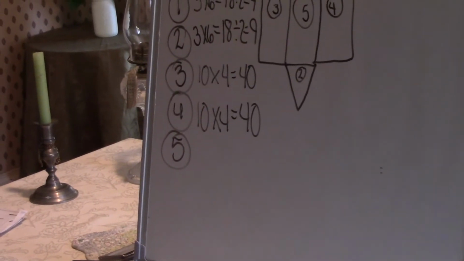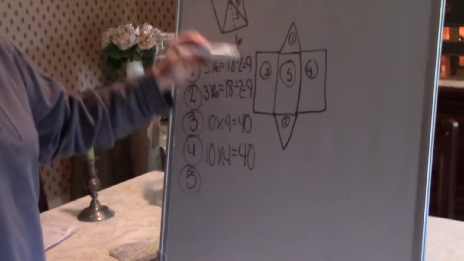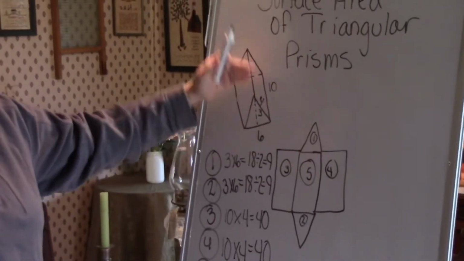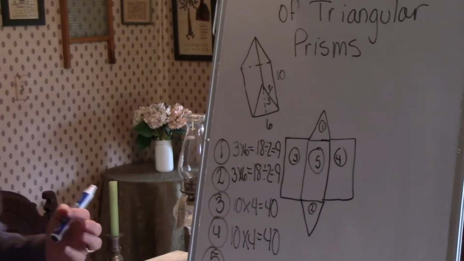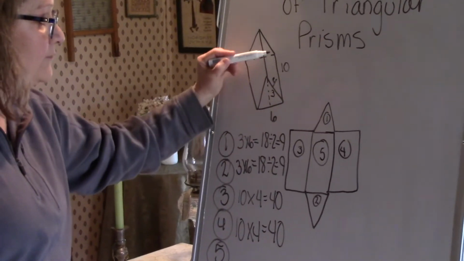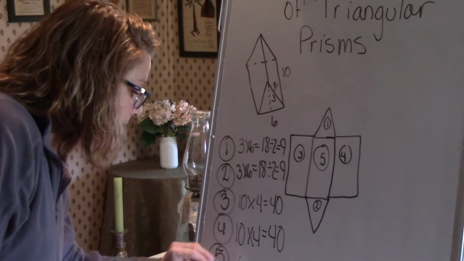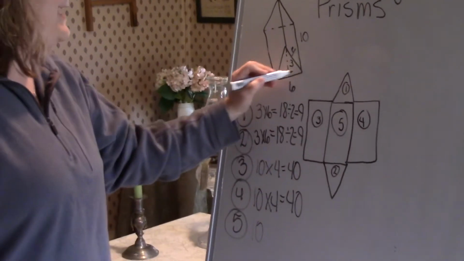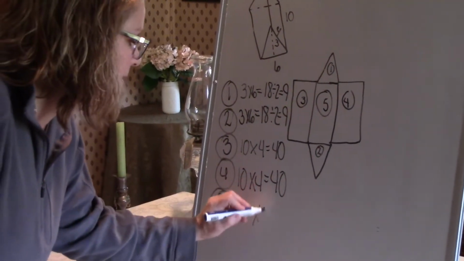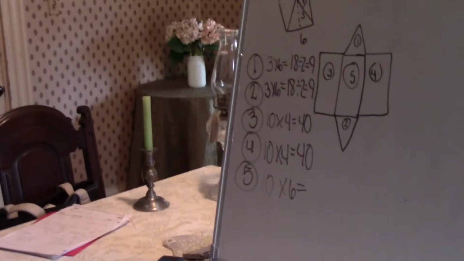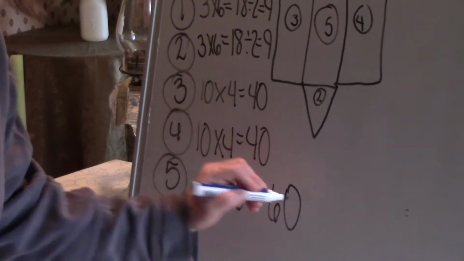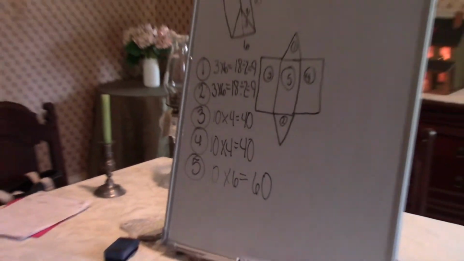So now, the last one we have to do is figure out what the area would be of the bottom part of the triangular prism. Okay? This is, again, going to have a length of 10. The longest side is 10, okay? And it looks like going across, the width of it is 6. So this is a 10 by 6, okay? And 10 times 6 is 60. Now, these are all units squared.